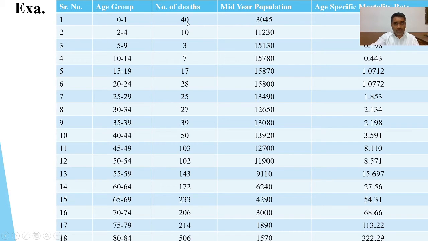Whatever the population of that age group is, in the mid year the population of that age group was 3045. So whenever we calculate all these things using the formula, we can get the age specific mortality rate, ASMR, of 13.14. So let us see how we can calculate the same.